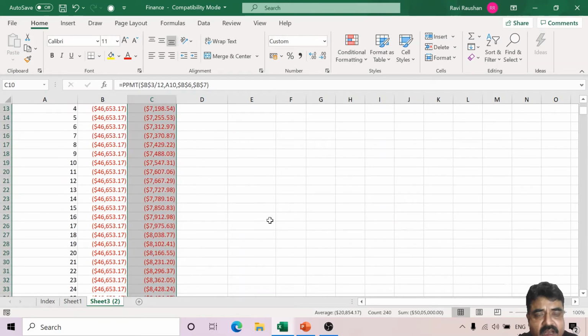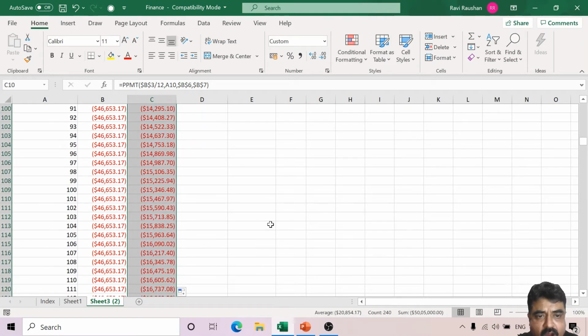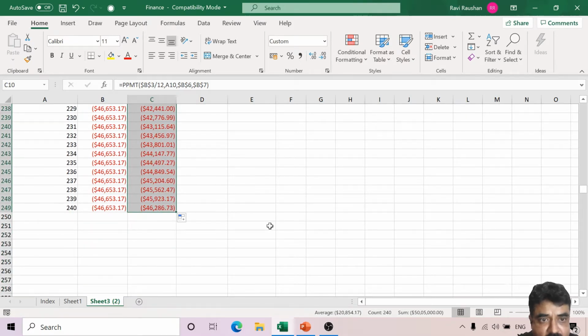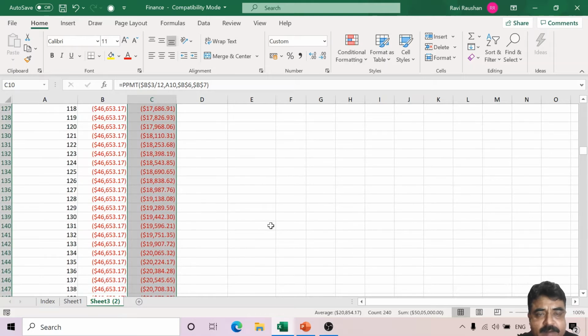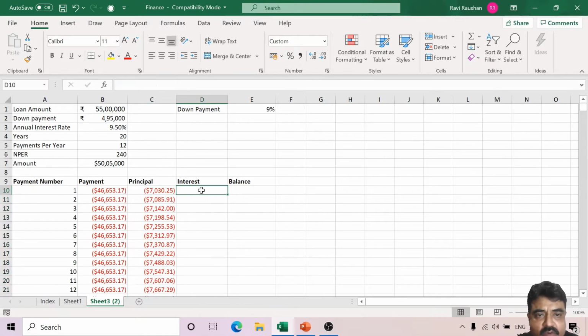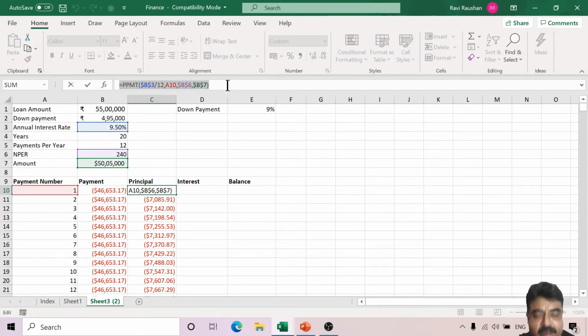So this is the principal amount that I am paying up to 240 that I have got. This is the principal out of the loan amount. This is the principal amount that I am paying has been written here. All right. And same way, I can calculate the interest. For interest, everything remains the same, but instead of PPMT, it becomes IPMT.